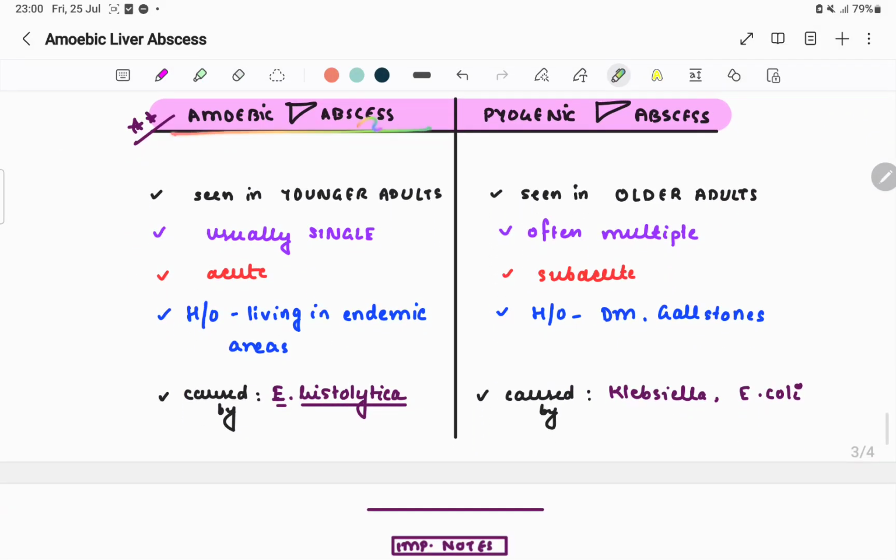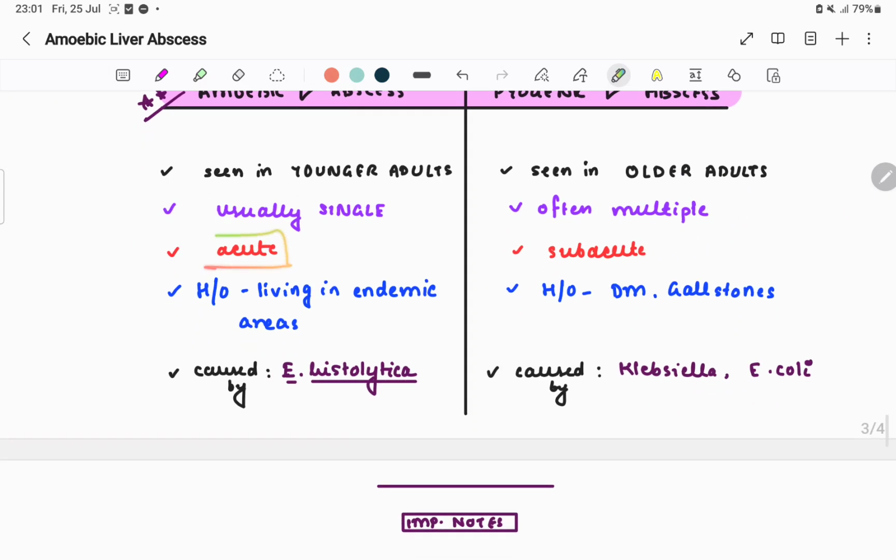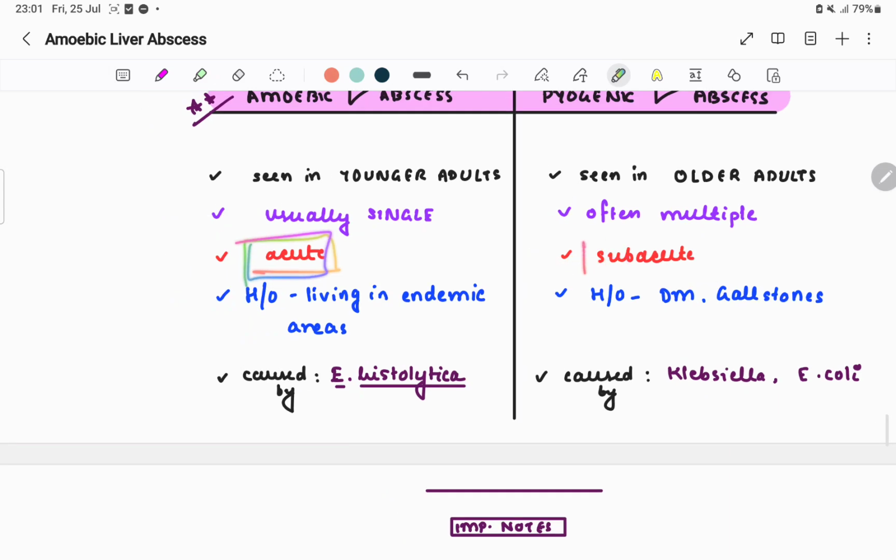Okay. Amoebic liver abscess versus pyogenic liver abscess. A difference table is not given in many sources, but here I have added it. In amoebic liver abscess, it is seen in younger adults, but pyogenic is seen in older adults. Usually single, I told you this point, amoebic liver abscess is a single abscess, but pyogenic, you saw there were multiple abscesses. Okay, amoebic is an acute condition. Pyogenic is a subacute condition.